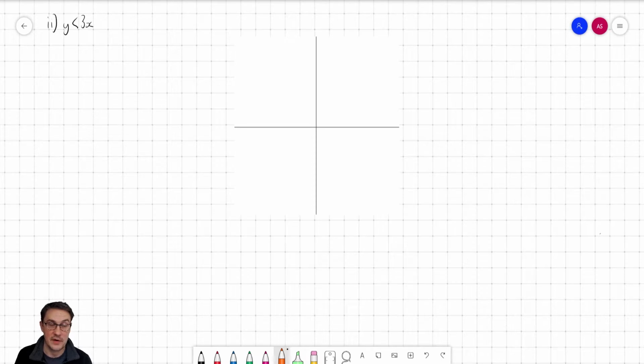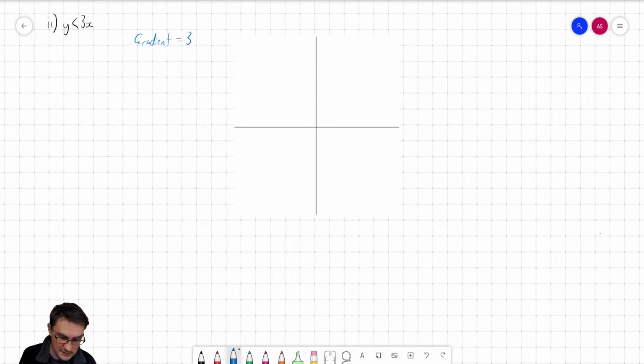In this next example, what we've got is y is less than 3x. One key thing here is we're going to find our intercepts and our gradient. The gradient is pretty easy to work out straight away. That's going to be equal to 3 in this case.